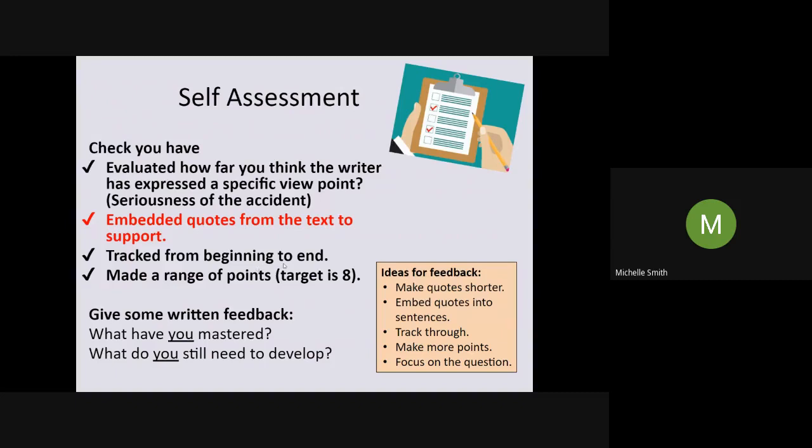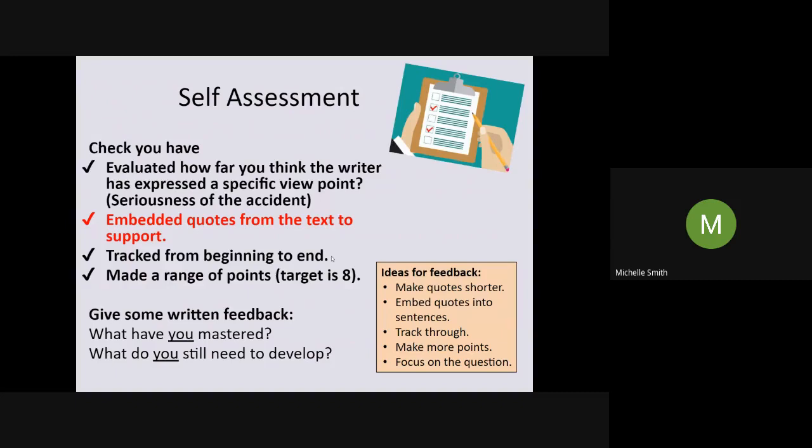Now, tracking from the beginning to the end. Now here, it should be the beginning to the end of those first 5 paragraphs, remember? So if you've gone beyond the 5 paragraphs, you're not going to be able to get marks for any evidence you've used beyond that 5th one. And finally, how many points have you made? The target was 8. Have you made a range? If you're scoring 5 out of 10 at this point in the year, that's good. That's where we want you to be.